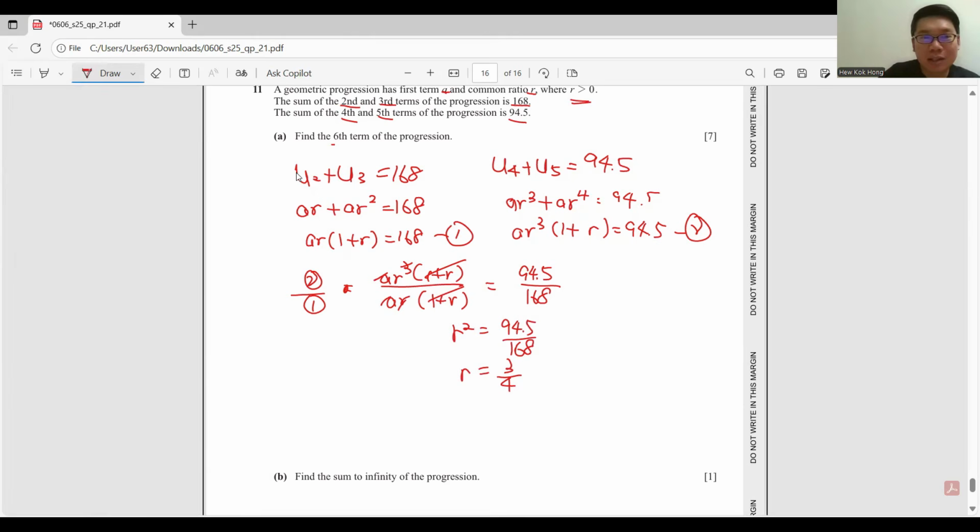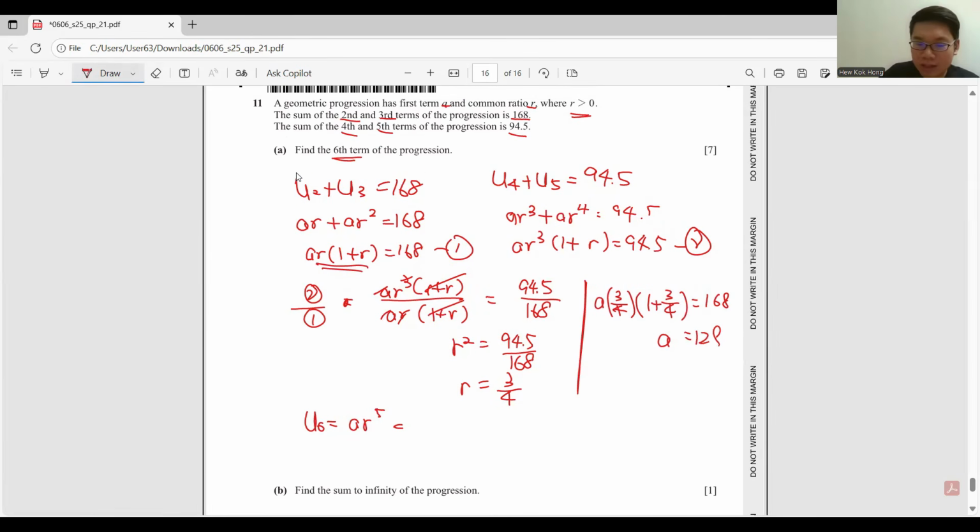Then they ask for the sixth term, AR to the power 5. So we also need to know the value of A. So I substitute in here. A is 128. After I know these two values, I get 243 over 8.